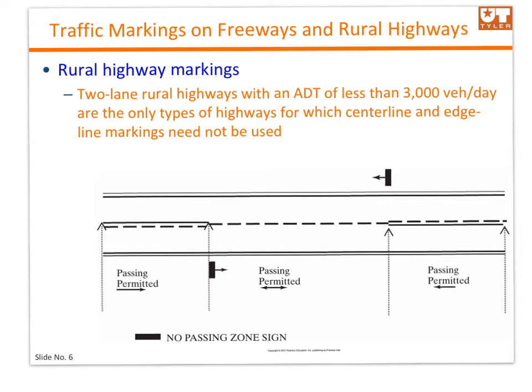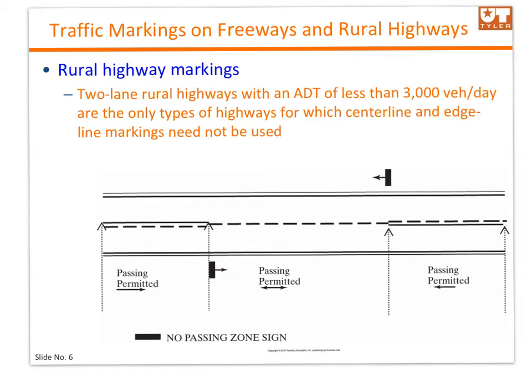And when does this happen? It happens if we're having 2-lane rural highways with an ADT of less than 3,000 vehicles per day, and the only types of highways for which center lines and edge lines marking need not be used. So as you can see, we're having here 1 lane per direction, and the traffic is very low, and it's a rural highway. So once we're having all these combinations, the usage of center line and edge line markings are not really a must in this case.